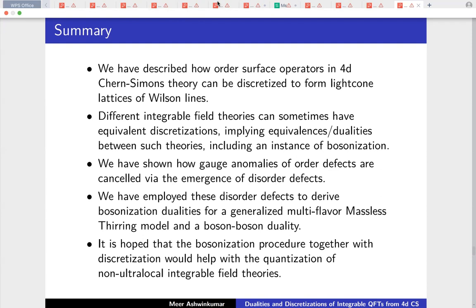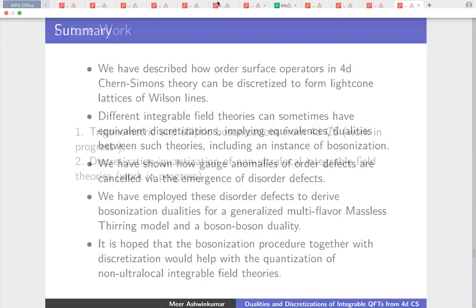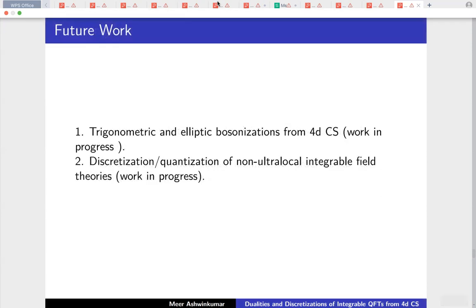And then we use this emergence of disorder defects to derive bosonization dualities for the generalized multi-flavor massless Thirring model, and also a boson-boson duality. And the hope is that the bosonization, together with discretization, would help with the quantization of integrable field theories in general, including the theories which are difficult to quantize, which are the non-ultra-local integrable field theories. And some future work which I am presently working on is the trigonometric and elliptic bosonizations from 4D Chern-Simons theory. And of course, a long-term project is the discretization and quantization of non-ultra-local integrable field theories from 4D Chern-Simons theory.